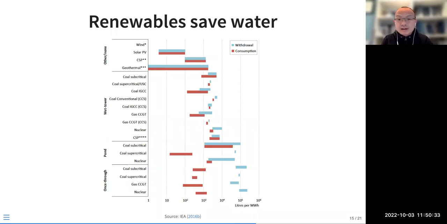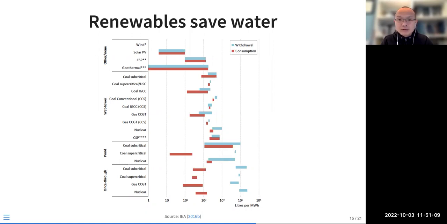Different technologies have different water footprints, no matter whether you're talking about water withdrawal or water consumption. And as you can see here, renewables compared to fossil fuel power plants significantly reduce the water footprint. This also shows water consumption is usually less than water withdrawal.